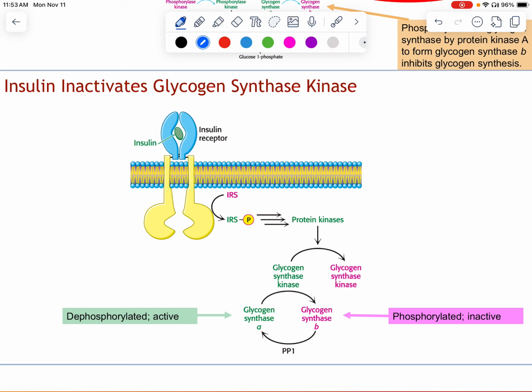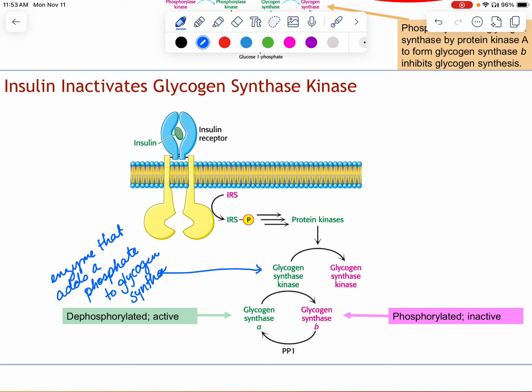Let's just make a note. So this is an enzyme that adds a phosphate to glycogen synthase, hence the name, right? Glycogen synthase kinase. So it's adding a phosphate.